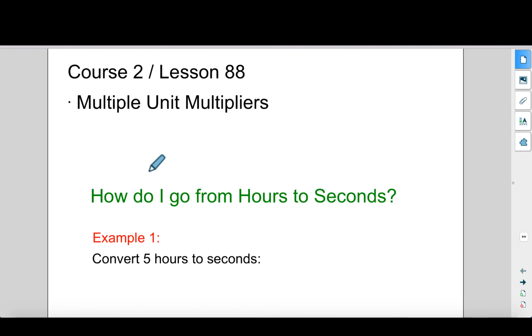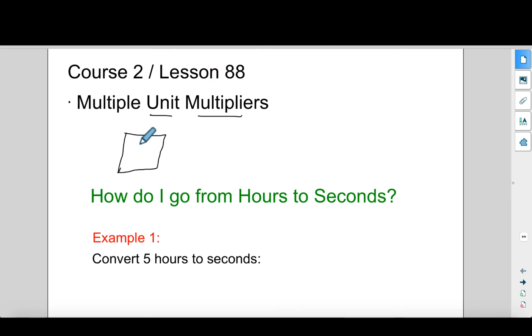Course 2, Lesson 88, we're dealing with multiple unit multipliers. Today we're going to be looking at how to convert, for example, hours to seconds, yards to feet, or meters to kilometers. So we're going to be using something called a unit multiplier. A unit multiplier is something that we come up with to multiply in order to get a desired result. So we are going to come up with, out of the blue, a unit multiplier that makes this happen.